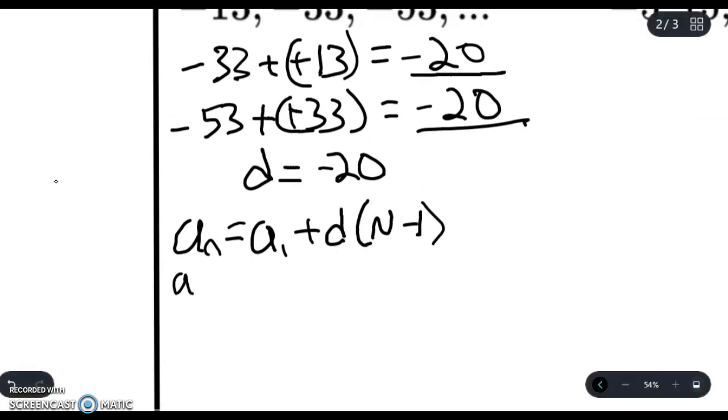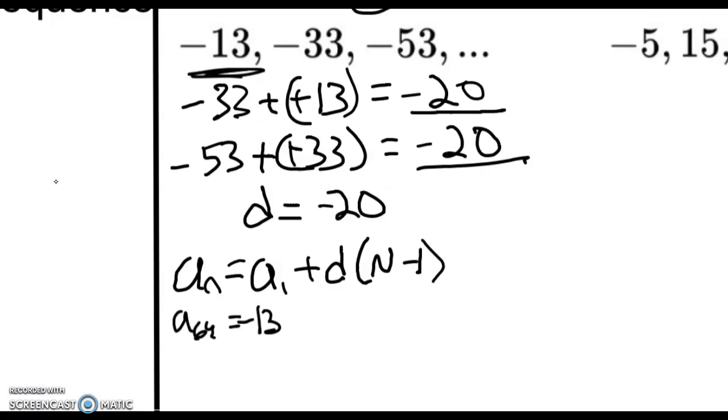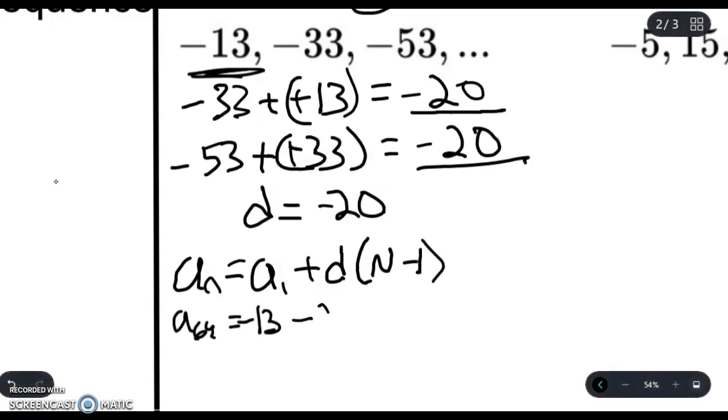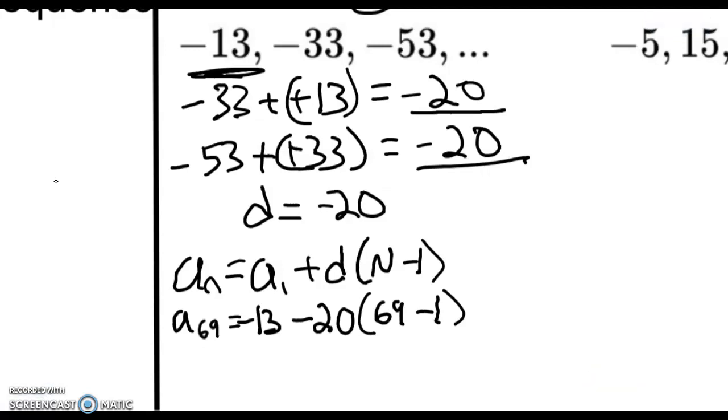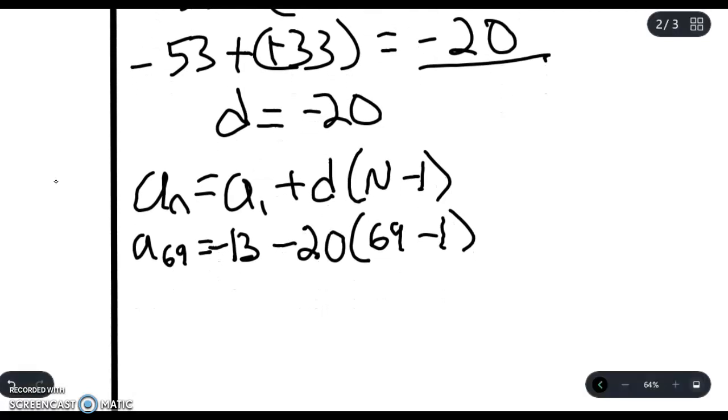So we got a sub 69 is equal to the first term, which is negative 13, plus D, which is negative 20. So I put minus D, or minus 20, times n, which is 69, minus 1. Let me write this 69 a little better. All right, now all we got to do is just solve it. Now you can type all this in the calculator, but I'm going to solve it step by step here.